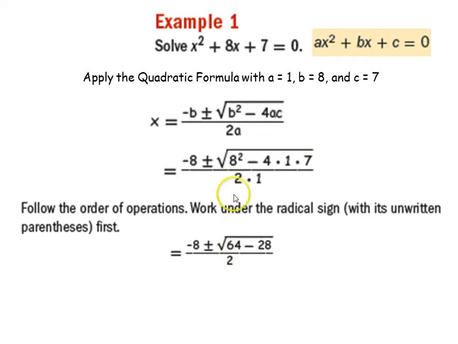Why is it a 2? Because we had 2 times 1 in the denominator. So we have the times 2, or divided by 2. And then we simplify further. 36. Now, where does 36 come from? 36 comes from the 64 minus 28. 64 minus 28 is 36. So now we've simplified what's underneath the radical symbol or the square root.